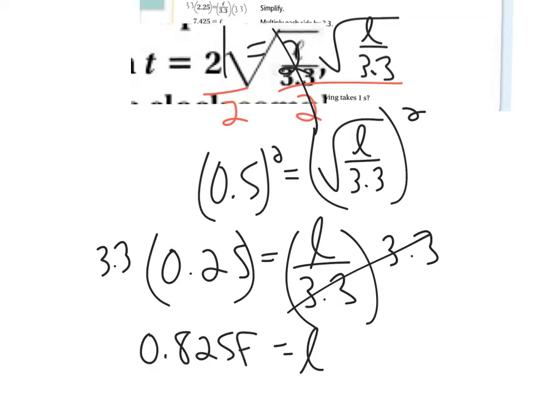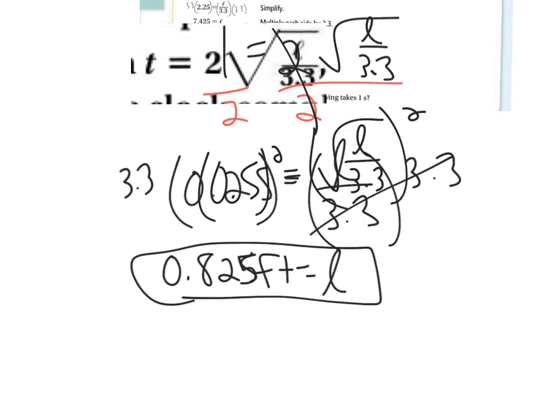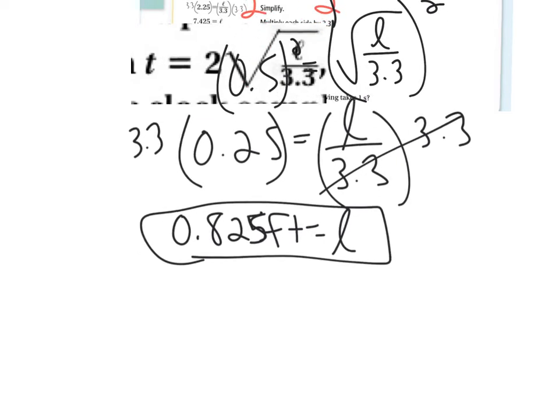And that comes out as 0.825 feet. On the previous example, it said round to the nearest tenth. Technically, this problem did not say anything about rounding, so if you just kept it like that, it would be okay. If we assume that we had the same directions, it would have been 8/10 of a foot, the length of the pendulum.